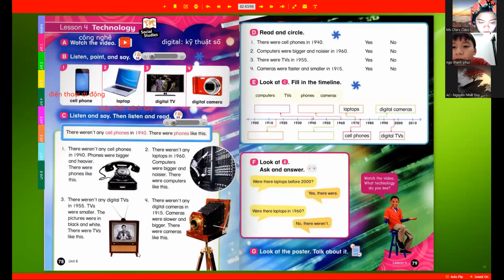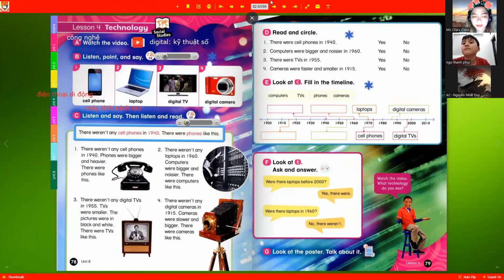Page 78. Okay. C. All right. What about you? I want you to read this time. Okay. So with this one, technology. Can you read it for me? Technology.